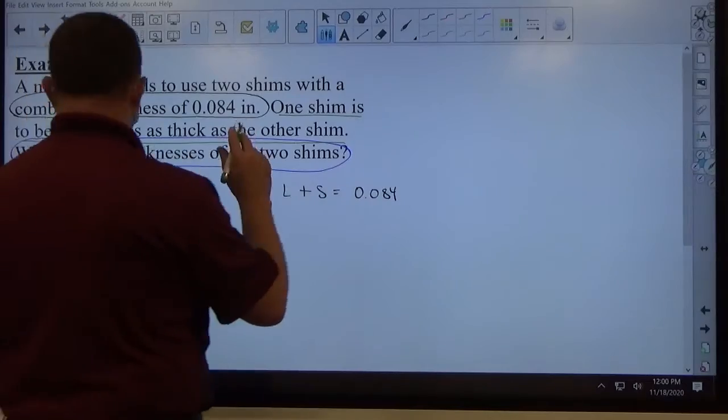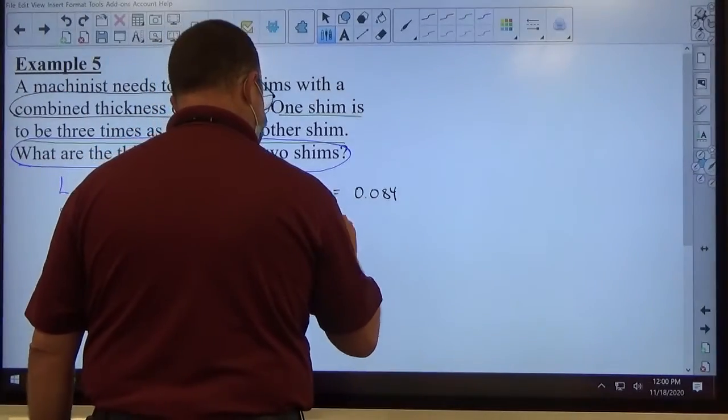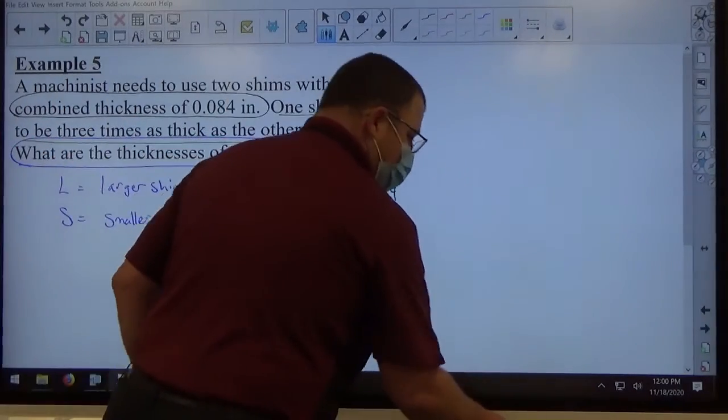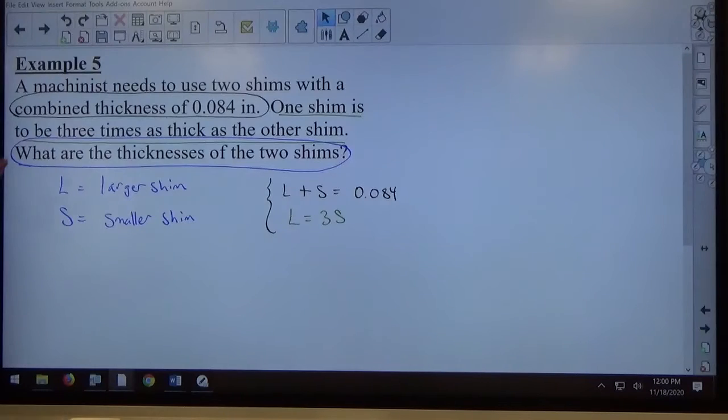So, large equals 3 times small. So there's my system of equations that I've got written there. So I've got two variables. I don't know anything about either one of these things. So if they said, hey, the larger shim is this big or the smaller shim is that big, one equation would be sufficient. Since they didn't give me either width, I needed two equations to be able to solve this problem. This is the extent of what we did yesterday in example 4, a problem very much like this, but now it actually wants us to work it out, to figure out the answers. Like what are the thicknesses of these two shims?